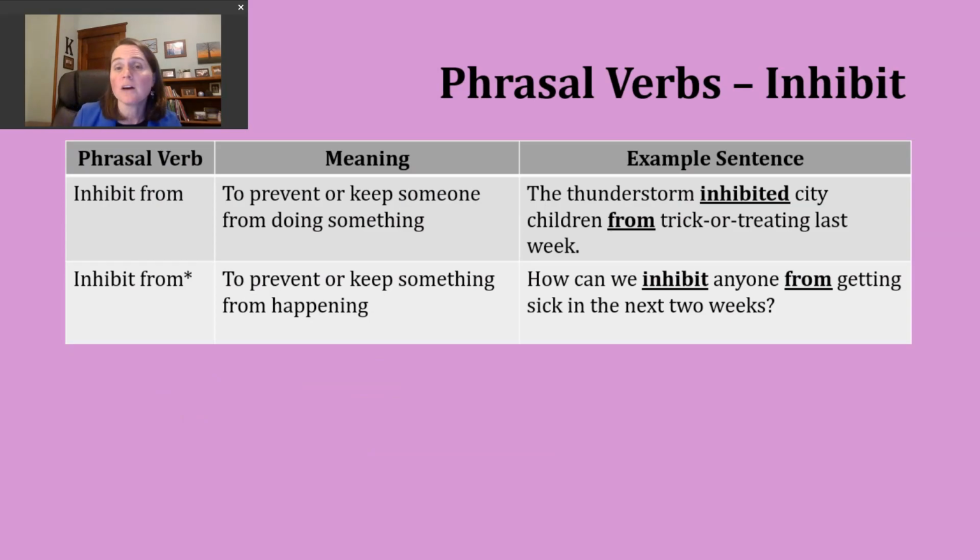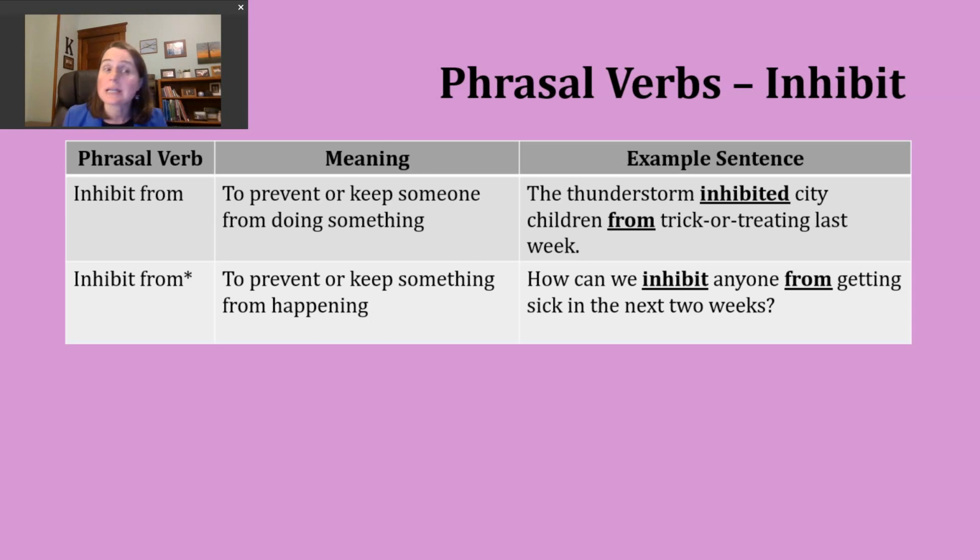An example of this could be, the thunderstorm inhibited city children from trick-or-treating last week. So here, the children could not go outside, go door to door, asking for candy because of the severe weather.